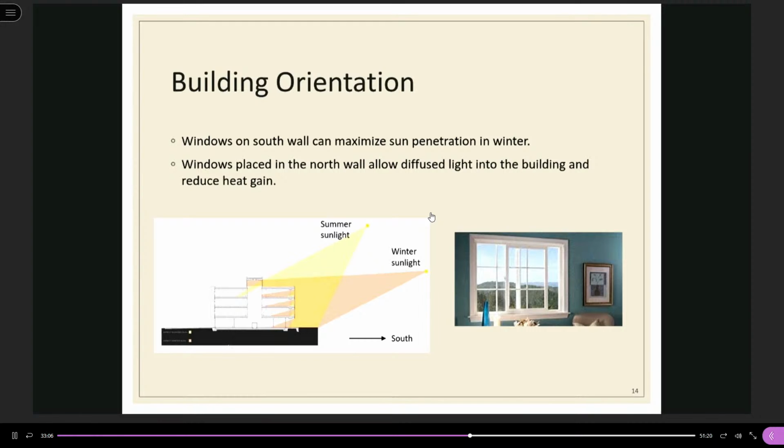Unlike the sunlight, which is direct, it comes from one direction, so it will be very glaring, very strong. But the diffuse skylight comes from the very big sky, from different directions. So it is less glaring, but still it can provide a high enough lighting level.